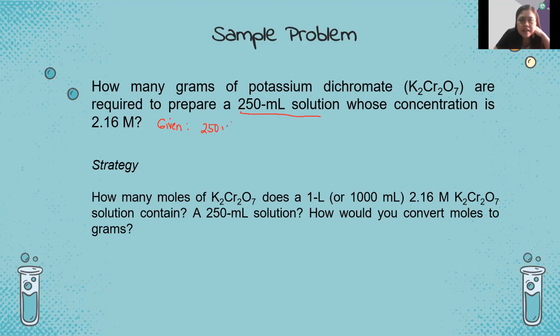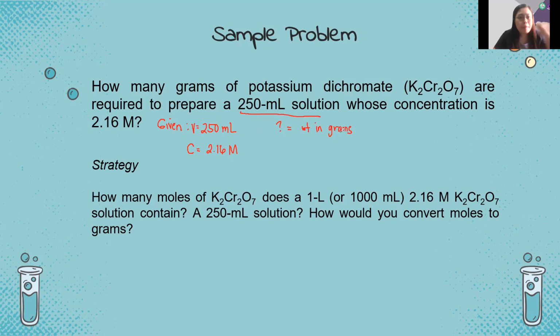So let's write this. This will be the volume. 250 ml as the volume. And then the concentration in molarity is 2.16 M. Again, 2.16 M, that's the concentration. Now, what is asked in the problem? It's the grams. So this will be the weight in grams.